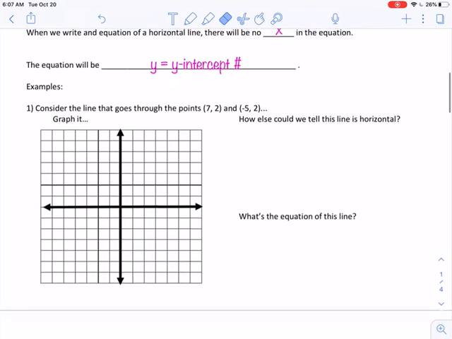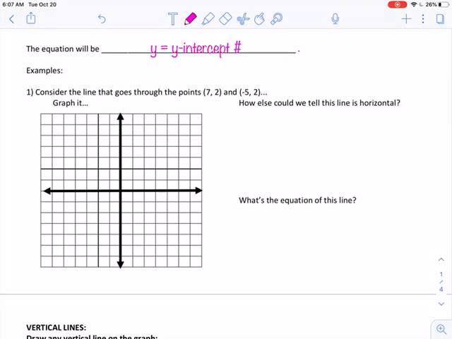So let's look at this example. Let's graph it first. So it says graph the line that goes to the points 7, 2 and negative 5, 2. So 7, 2: 1, 2, 3, 4, 5, 6, 7, up 2. There's 7, 2. And negative 5: 1, 2, 3, 4, 5, and then up 2, back to the left. So there's negative 5, 2.